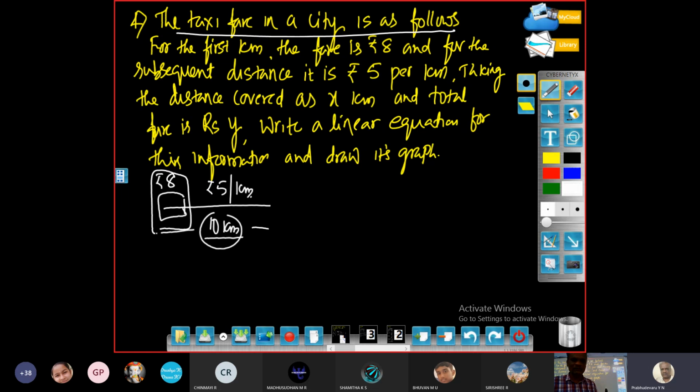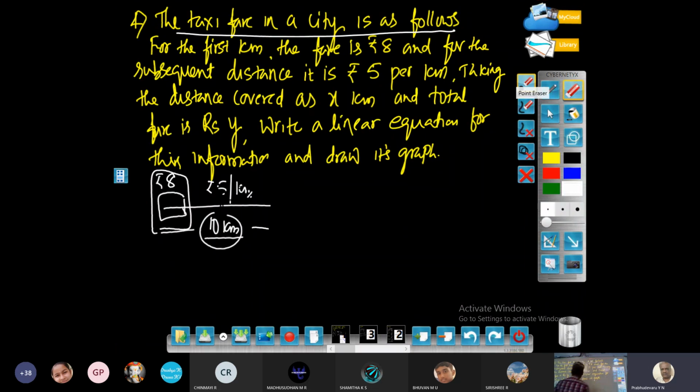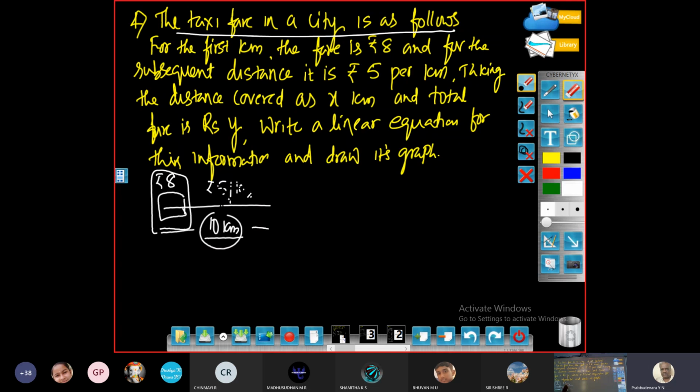So if total 10 kilometers are there, first kilometer 8 rupees, then for the remaining you have to find out how many kilometers are left out. That means out of 10 you subtract 1 kilometer, that becomes 9. The same way here, in this question you have to use the variables. Just look at this.